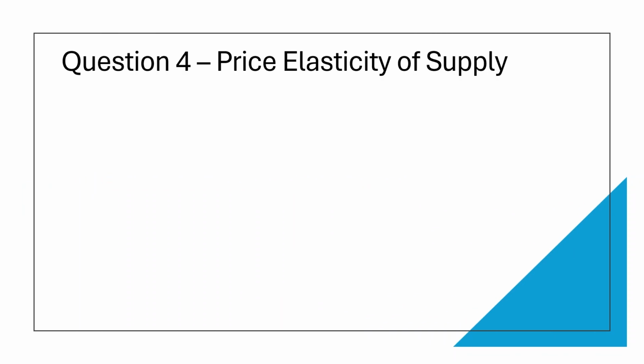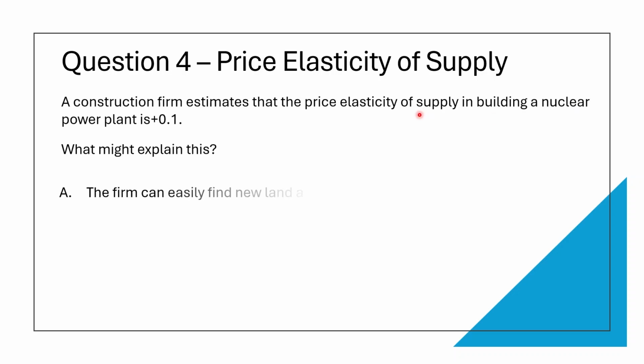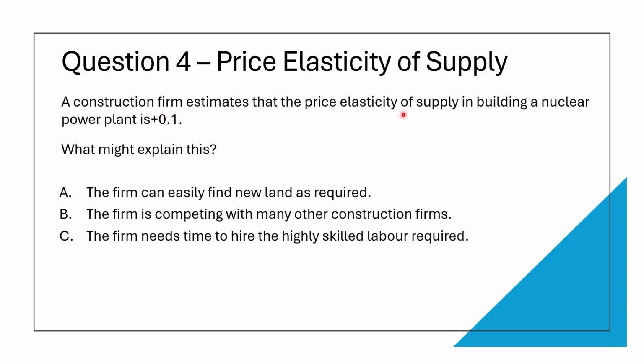Question 4 is based on price elasticity of supply. The question is, a construction firm estimates that the price elasticity of supply in building a nuclear power plant is 0.1. What might explain this? Now first let's understand what this number signifies. The price elasticity of supply of plus 0.1 means that the supply is very inelastic. So it means production cannot increase quickly.